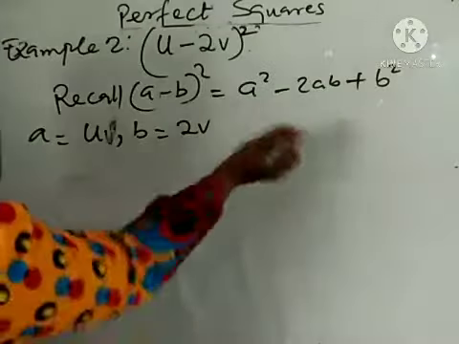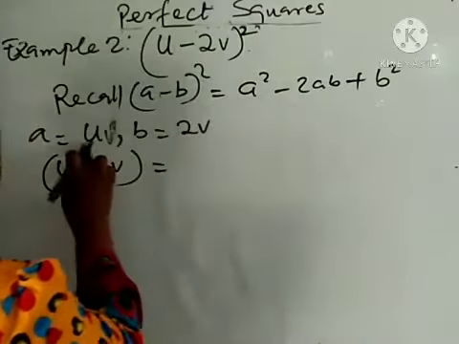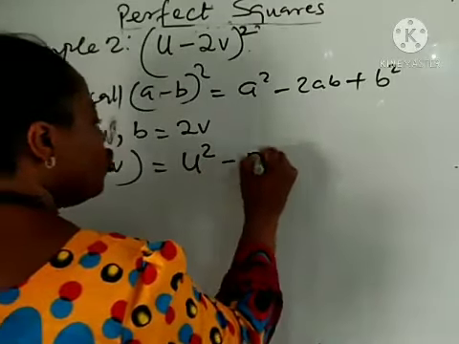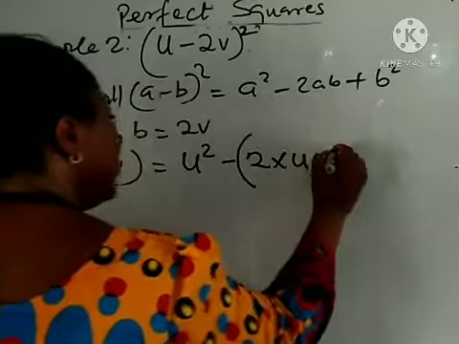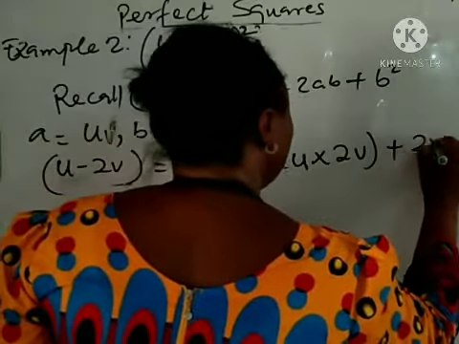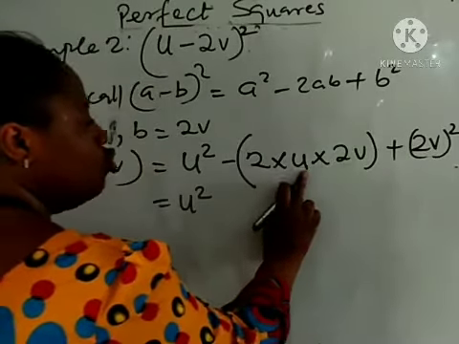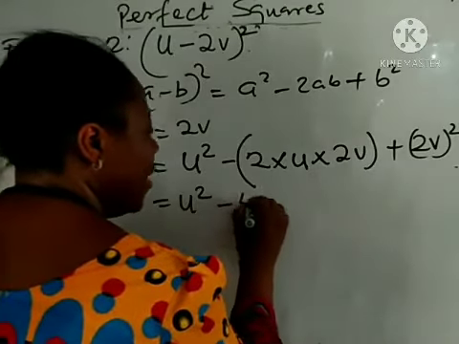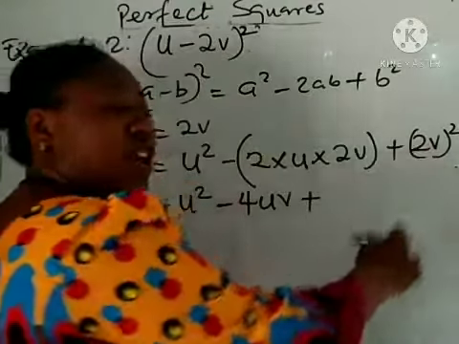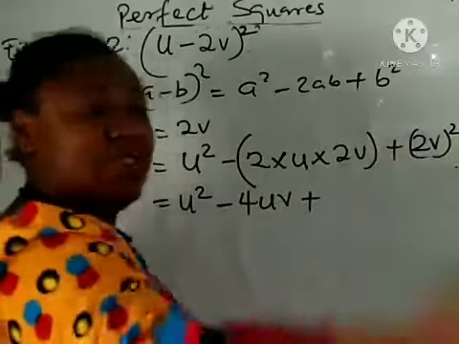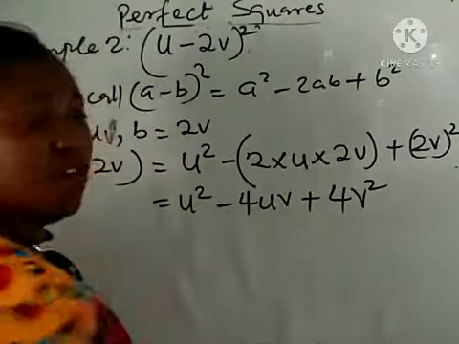A minus B. So we now have U minus 2V will give us, what is our A, which is U square minus 2. You open your bracket because we are going to multiply, times what is our A, U, times what is our B, 2V, plus 2V all raised to power 2. So we now have U squared, 2 times U, 2U times 2V. We now have minus 4UV plus 2V raised to power 2 means 2V times 2V. That will give you 2 times 2, 4. V times V, V squared. So this will give us our answer.